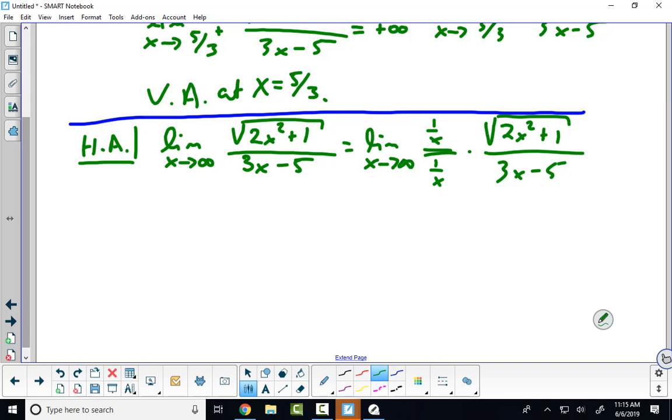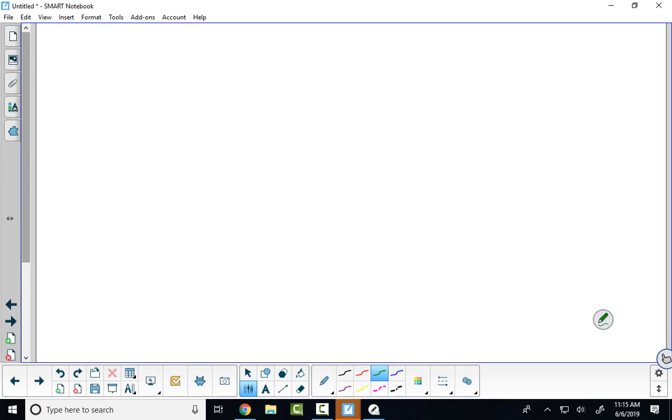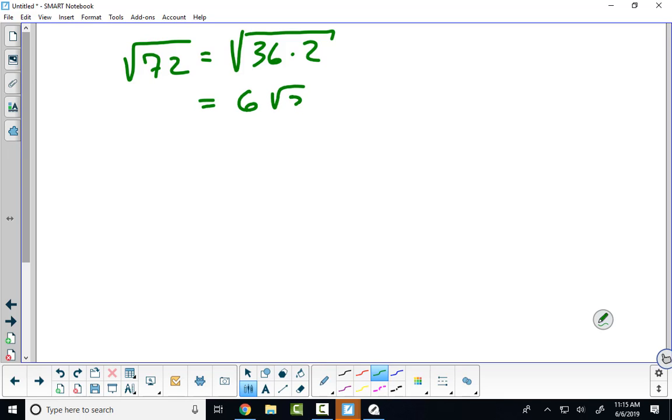So before I finish this, I want to actually go to another page and just remind you of a fact. Way back when, if I asked you to simplify the square root of 72, what would you do? Well, you could rewrite that as the square root of 36 times 2, right? And then you said, oh, but by using my product properties of radicals, I could rewrite this as 6 square root of 2, right? Everyone okay with that?